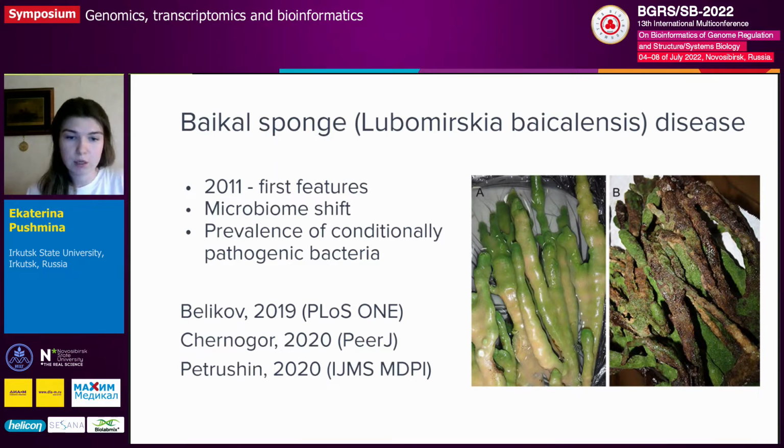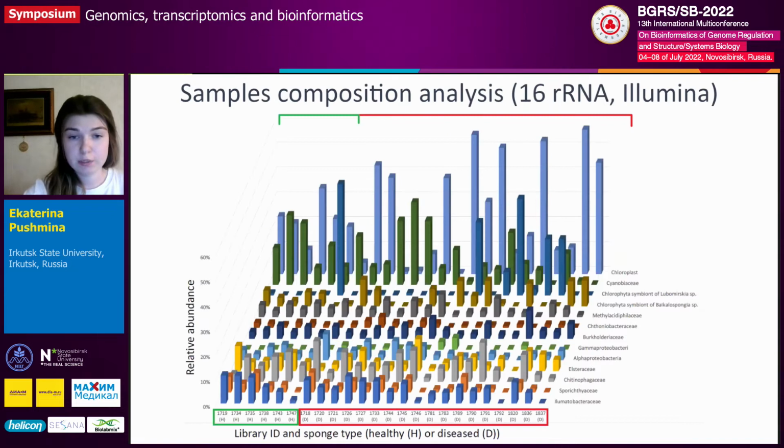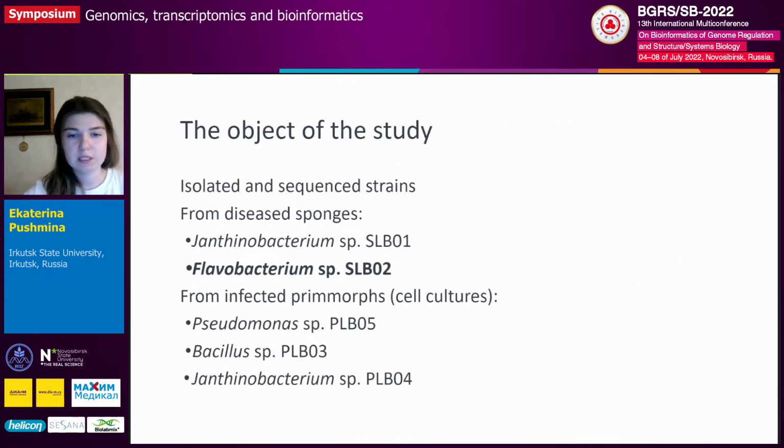For many years, we observed disease development in these species. A shift in the composition of the microbiome in the metagenome was found in diseased sponges. There is a hypothesis that this is the reason for their damage. One strain of the bacteria whose composition has significantly increased in diseased samples is Flavobacterium SLB02. It became the subject of research in this work.